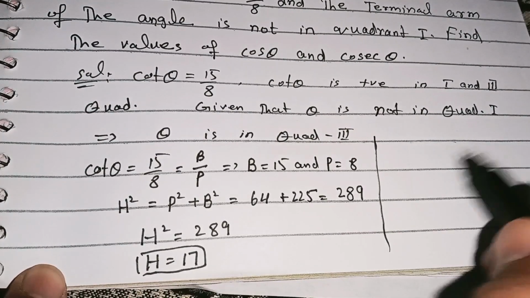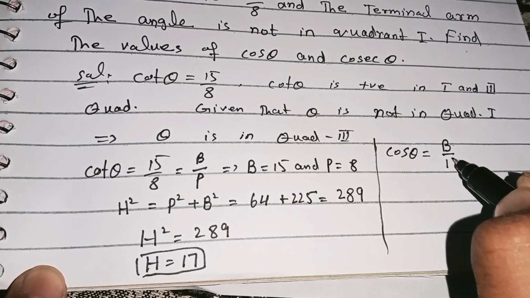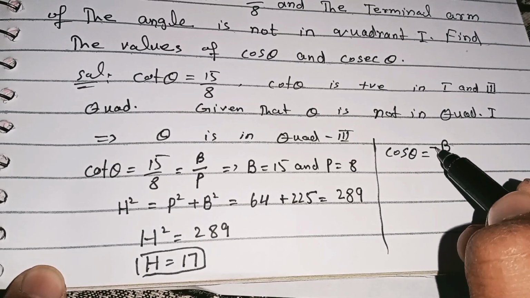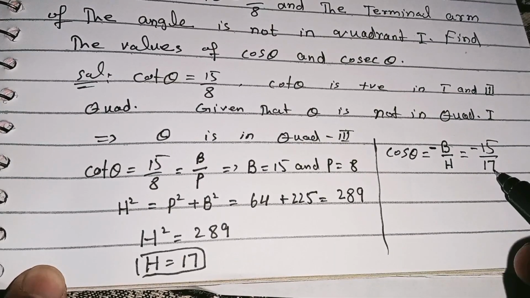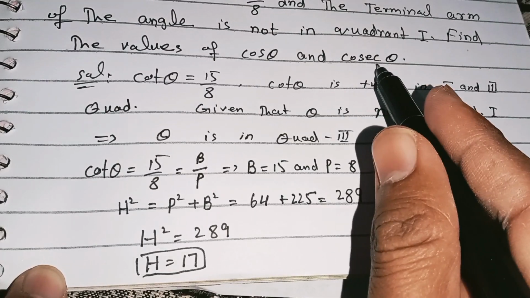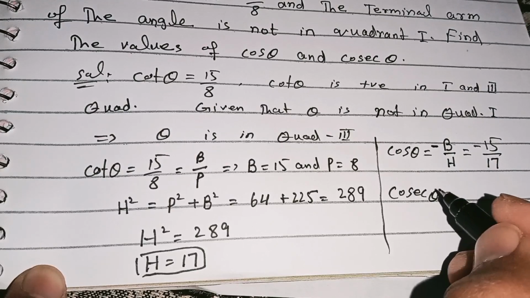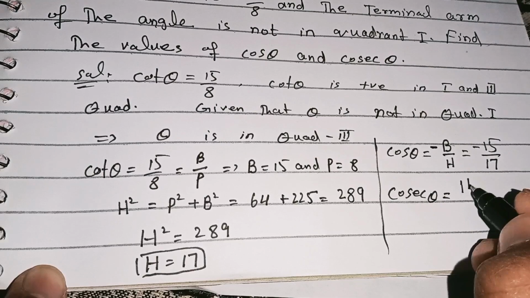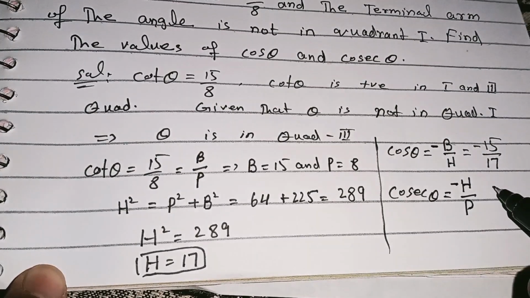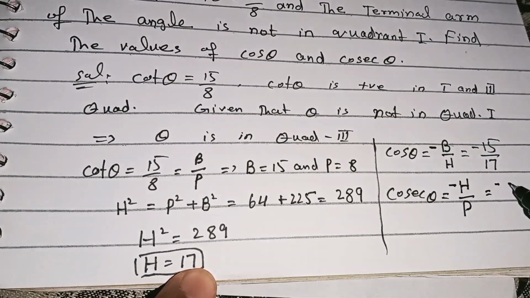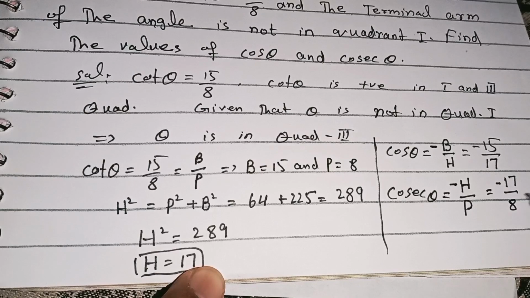Here we have to find only two values. First is cos theta. We know that cos theta is equal to base over hypotenuse, and in third quadrant the value of cos will be negative. B is equal to 15 and H is equal to 17. And second, we have to find cosec theta. Cosec theta is reciprocal of sine theta, and sine theta is perpendicular over hypotenuse. Therefore cosec theta will be equal to hypotenuse over perpendicular, and in third quadrant cosec theta is also negative. Therefore the value of cosec theta will be equal to minus 17 over 8. These two values we have to find.